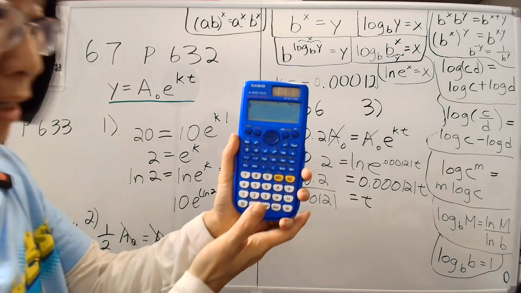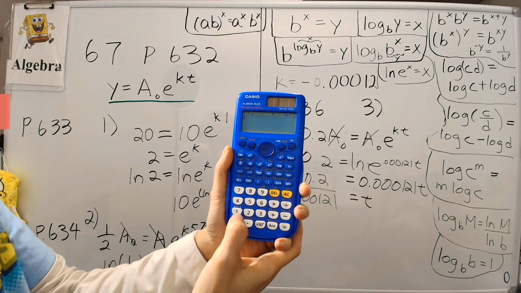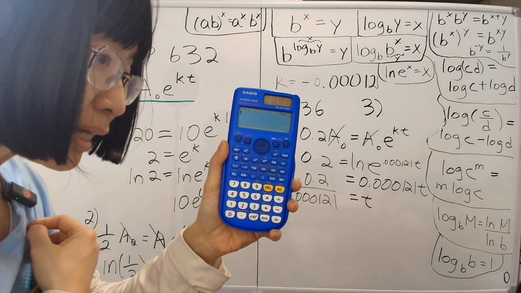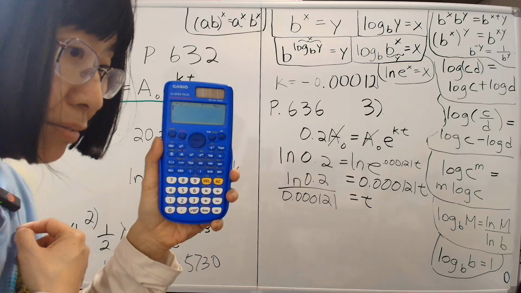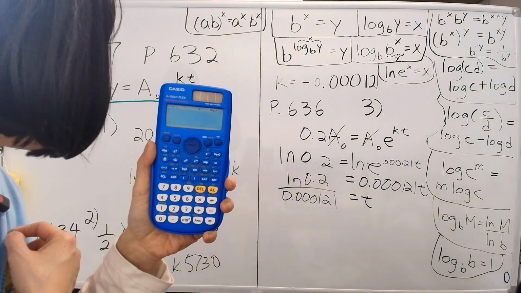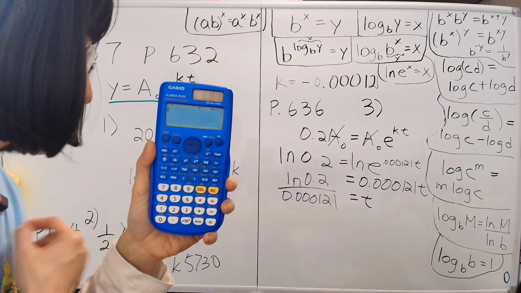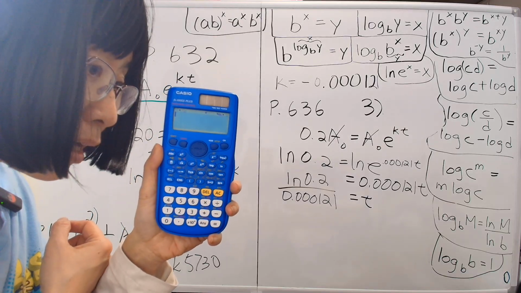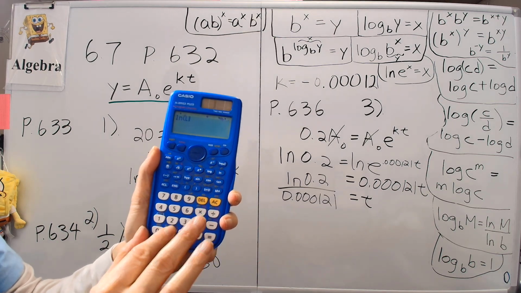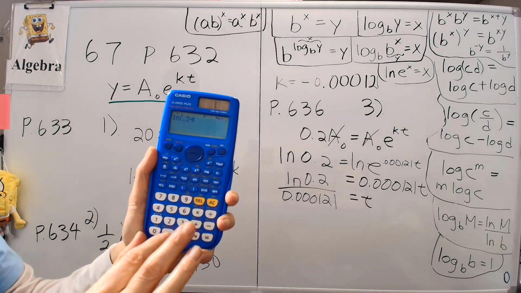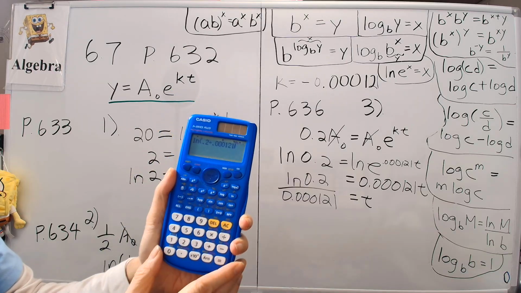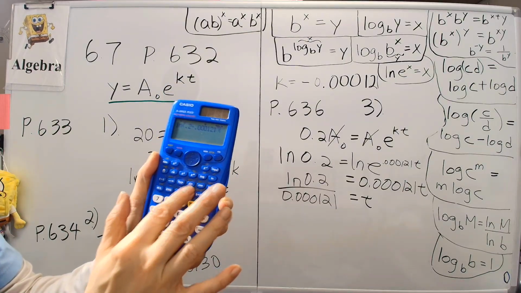Anyway, okay, that looks okay. So we have, let's see, natural log. What we're doing is, can you see it? Oh, there it is. Yeah, okay. What we're doing is natural log of 0.2, over 0.000121. So let's do that. Natural log of 0.2 divided by 0.000121, zeros and then 121. All right, and then close parentheses.